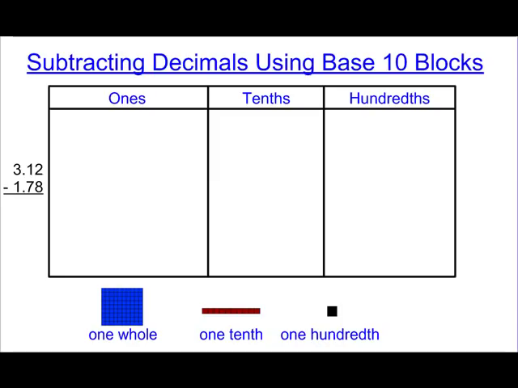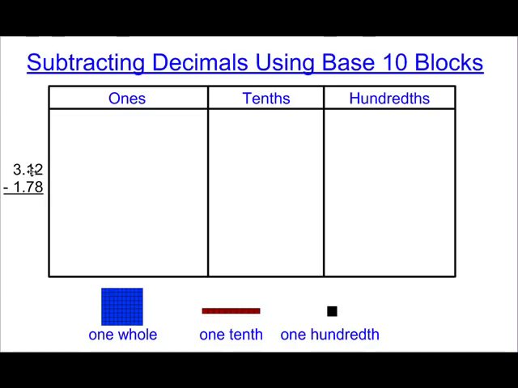So in this case, because we're going up to the hundredths, we will be using a flat to represent one whole, a rod to represent 1/10, and a small cube to represent 1/100th. So the problem we have today is, what is 3 and 12/100ths subtract 1 and 78/100ths?